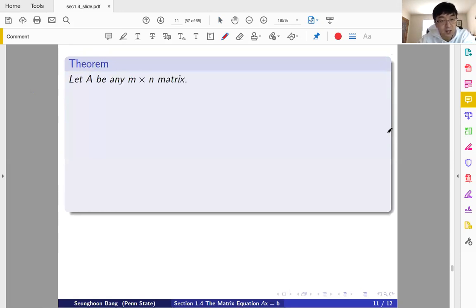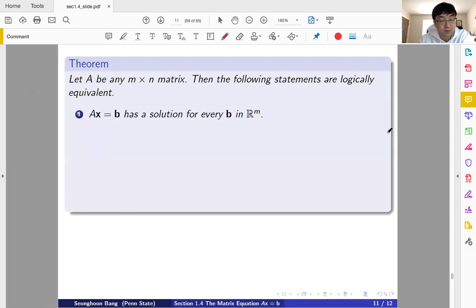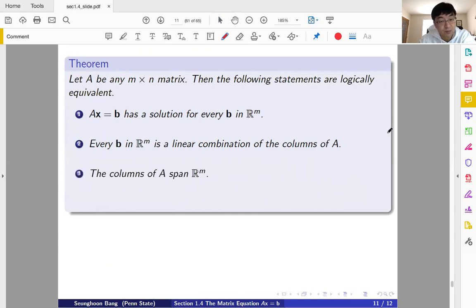The matrix A is an n by n matrix. Then the following statements are logically equivalent. Ax equals b has a solution for every b in Rm. So every vector b in Rm is a linear combination of the columns of A. The columns of A span Rm. This is always the same, from the previous example and explanation. The matrix A has a pivot in each row. This is all the same.